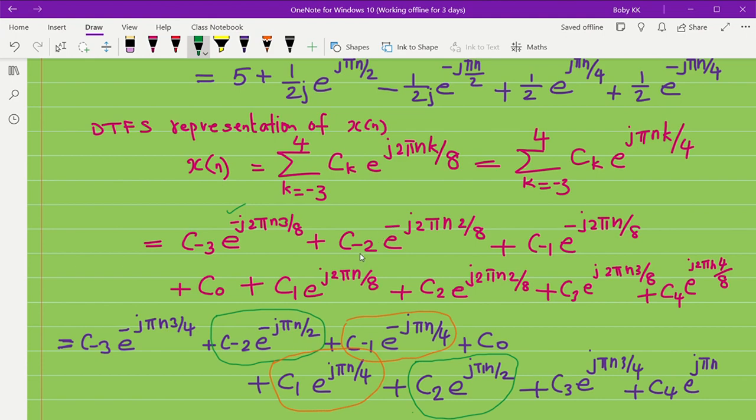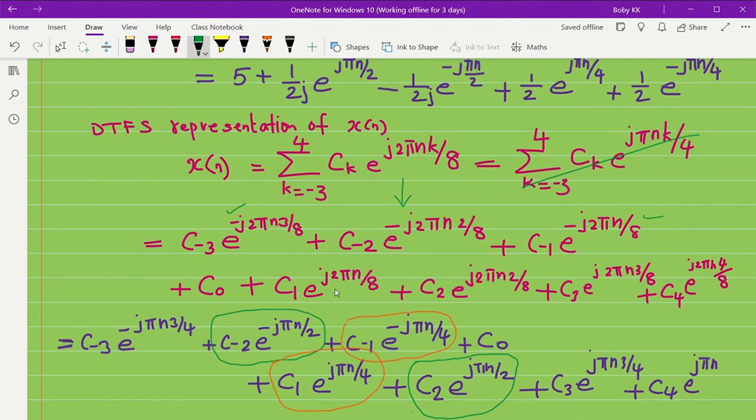Next, c_-2 e raised to j 2 pi n times -2 by 8. In fact, here we are coming directly from this equation, we have not used this. So again c_-1 e raised to j 2 pi n k, that is -1 by 8.